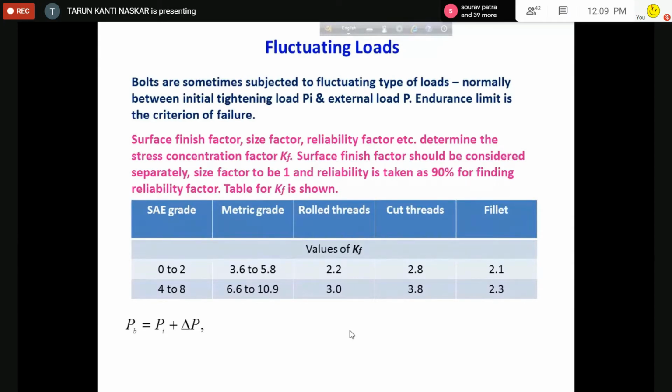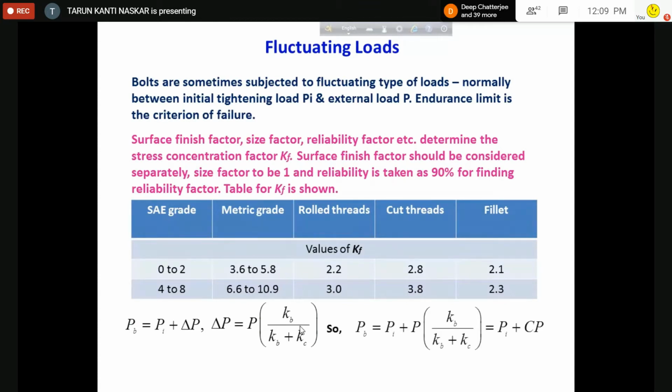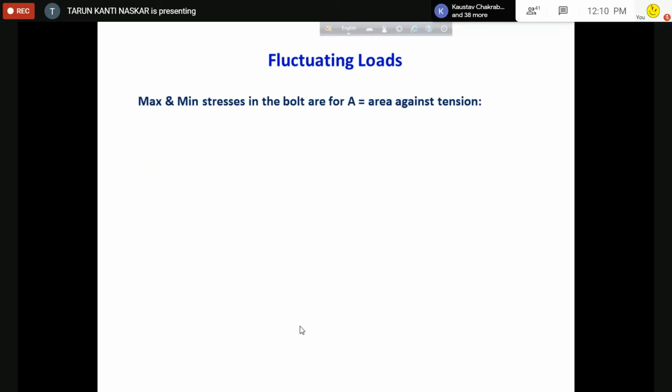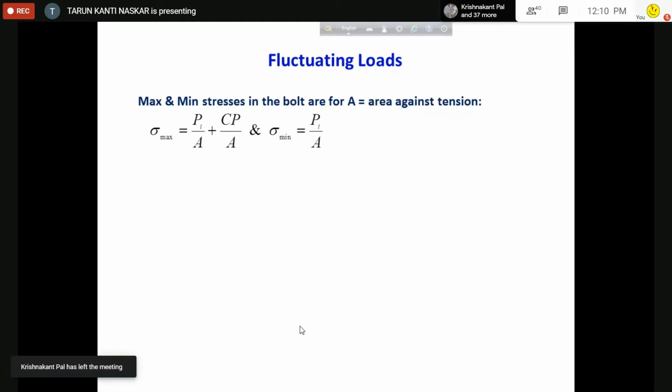Someone is unmuted still. So PB is Pi plus del P, and del P, this slide is already shown yesterday. Del P is P multiplied by Kb divided by Kb plus Kc, and ultimately PB is equal to Pi plus CP, while C is this, and generally for fluctuating type of load, PB max is Pi plus CP and PB min is Pi. Now we have to design the bolt against that.